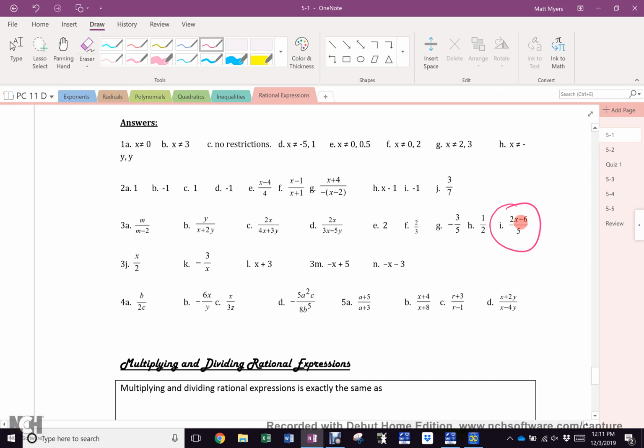That is the answer that is in the book. Now, I don't like that answer because that simplifies. That is 2x plus 3 over 5. For some reason, some textbooks ask you to factor, simplify, cancel, and then for some reason they don't want you to factor the last thing you could factor.